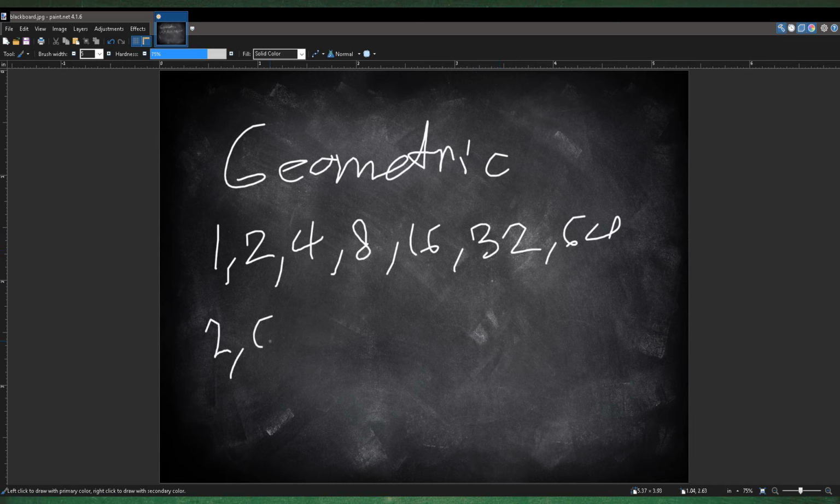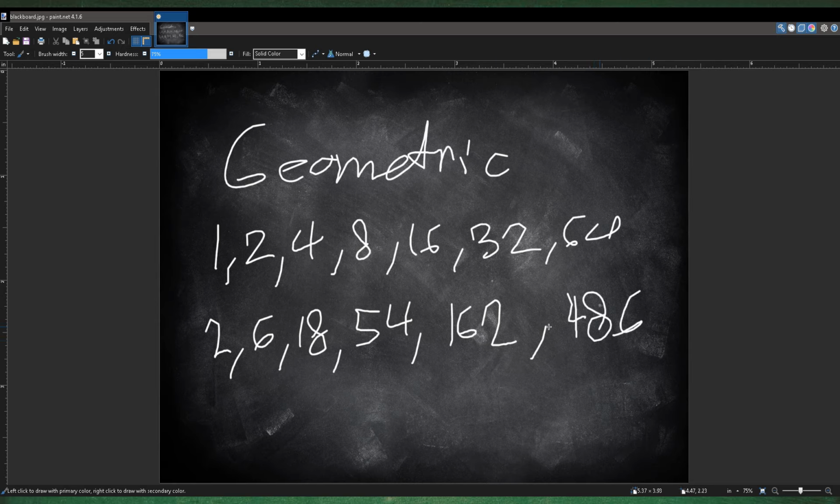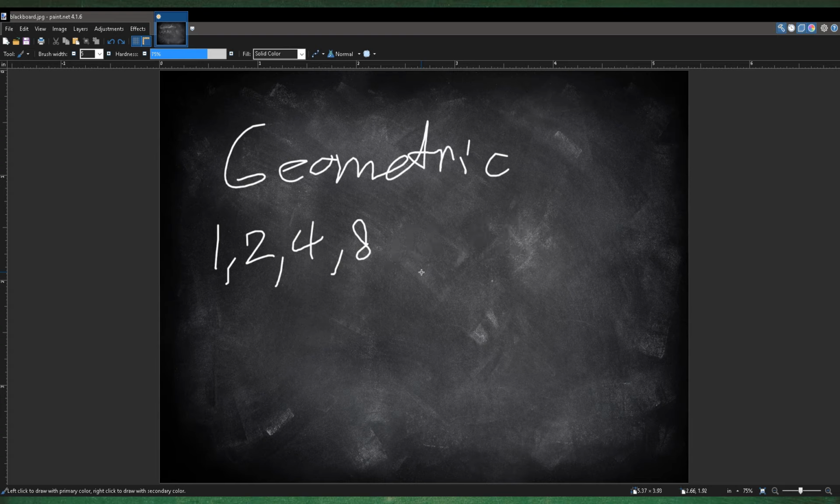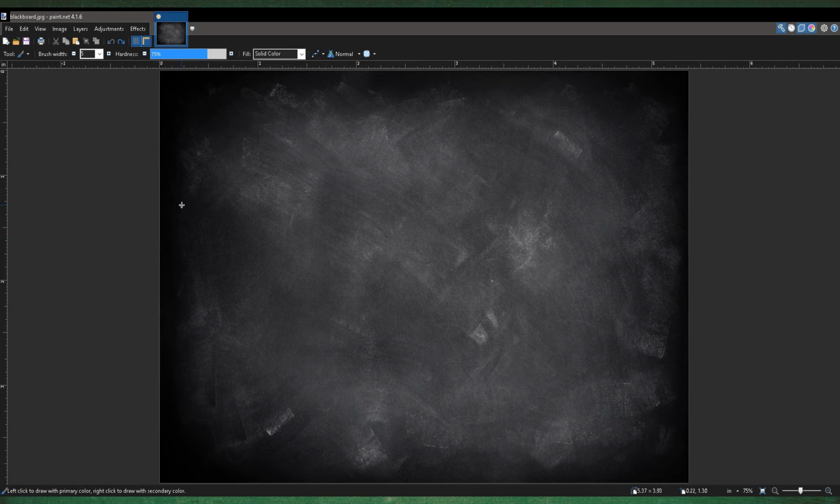Or you could have 2, 6, 18, because you multiply by 3. 2 to 6, 6 times 3 is 18. 18 times 3 is 54. Times 3 is 162. And so on, like 486. So it keeps going by this common ratio. So a geometric sequence is a pattern where each term after has a common ratio. So an arithmetic sequence adds and subtracts. A geometric sequence multiplies or divides.